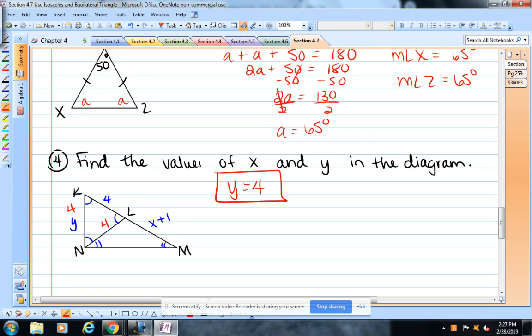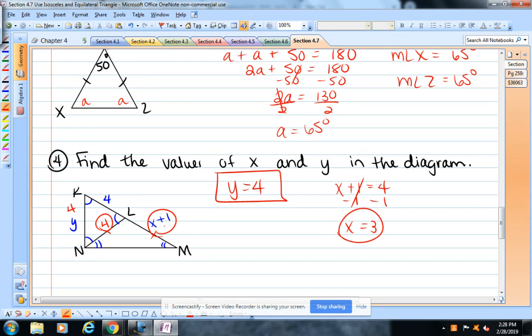So how do you think I can find x? Right. So basically I set them equal to each other, right? Since I know it's isosceles, this measure equals this measure. So like you said, I'm going to set it up, x plus 1 equals 4. And then I can subtract 1 everywhere. X equals what number? 3.